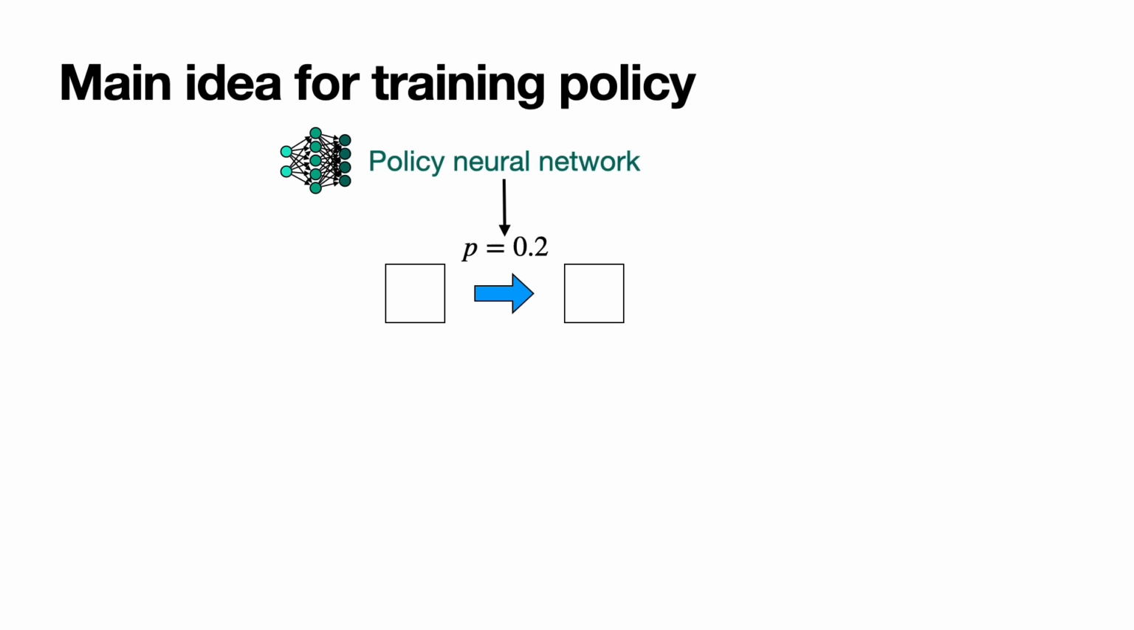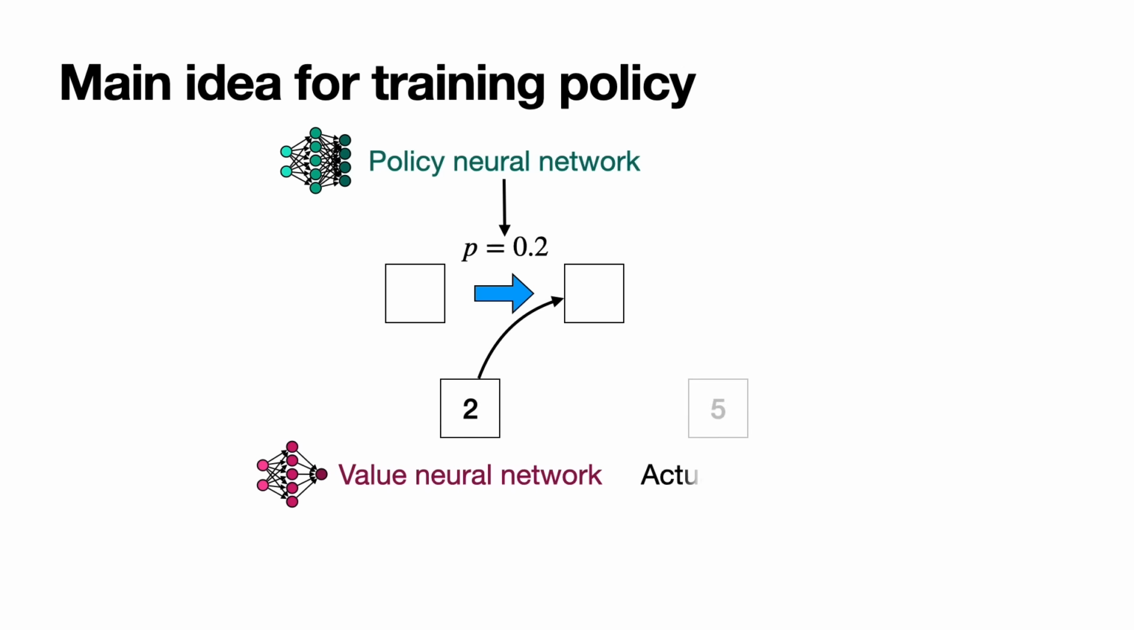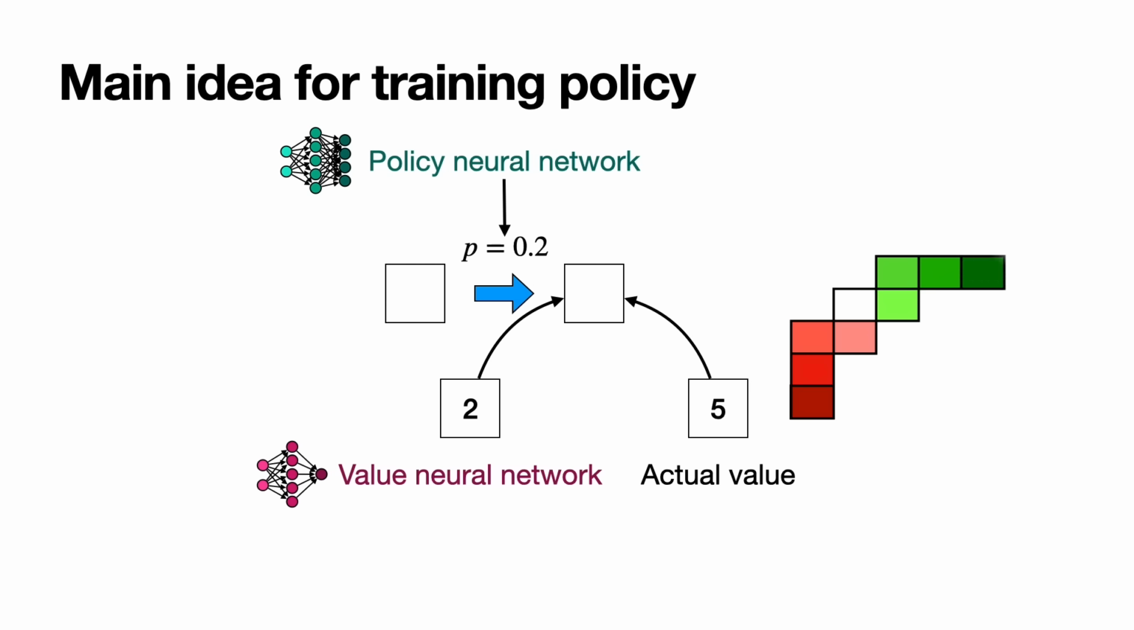Since we're training them at the same time, let's look at the value neural network. Let's say that the value neural network thinks that the value for the state at the right is 2. And now let's say that the actual value is 5. And by actual value, I mean the same as before. We take a path, we follow it until it terminates, and then we calculate the values from there. And the path was given using the policy neural network.